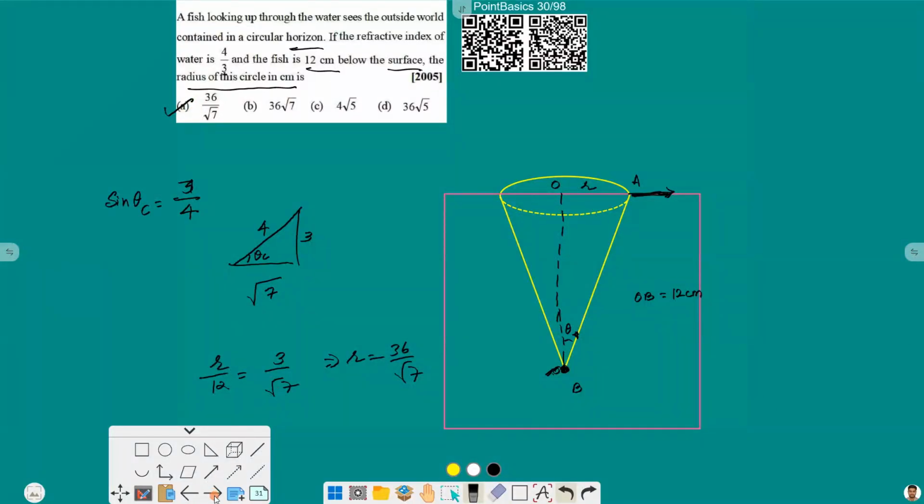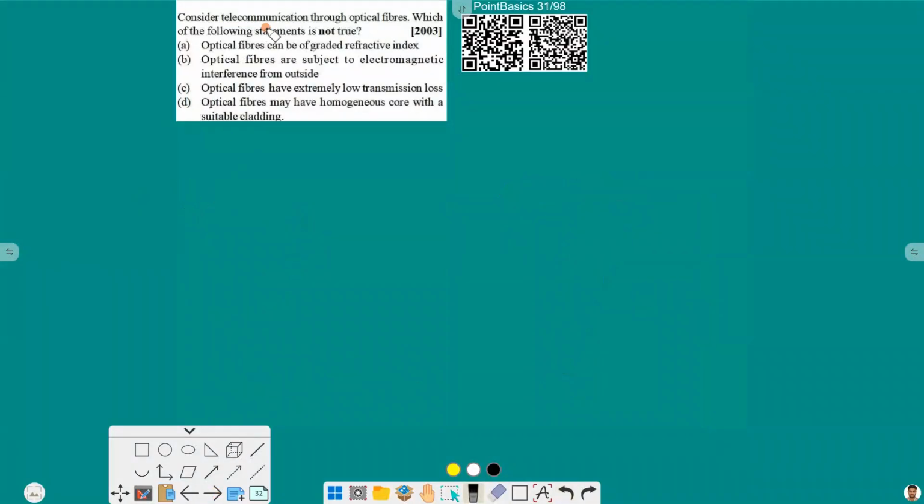Let us move ahead. Consider the telecommunication through optical fibers. Which of the following statements is not true? Optical fibers can be graded of refractive index. Optical fibers are subject to electromagnetic interference from the outside. Optical fiber have extremely low transmission loss. Optical fibers may have homogeneous core with a suitable cladding.